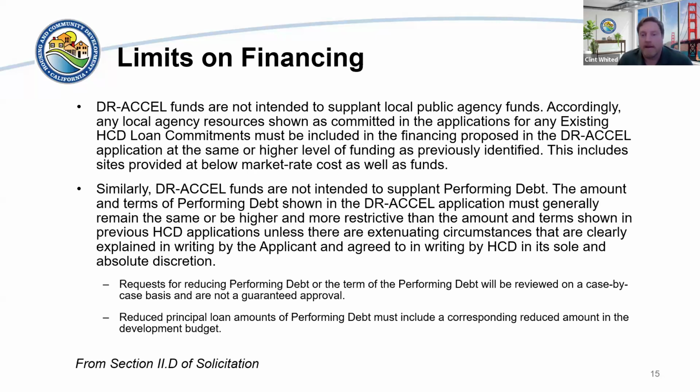Similarly, DR Excel funds are not intended to supplant performing debt. The amount and terms of performing debt are shown in the DR Excel application and must generally remain the same or be higher and more restrictive than the amount and terms shown in previous HCD applications, unless there are extenuating circumstances that are clearly explained in writing by the applicant and agreed to in writing by HCD in its sole discretion. Examples include requests for reducing performing debt, or the term of the performing debt will be reviewed on a case-by-case basis and are not guaranteed for approval. And reduced principal loan amounts of performing debt must include a corresponding reduced amount in the development budget.